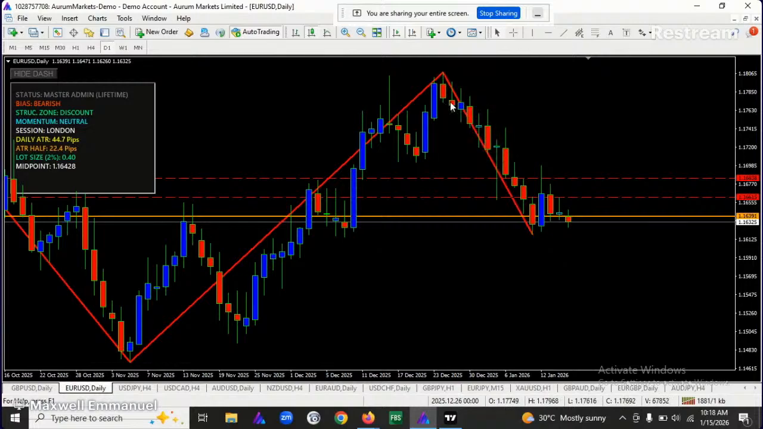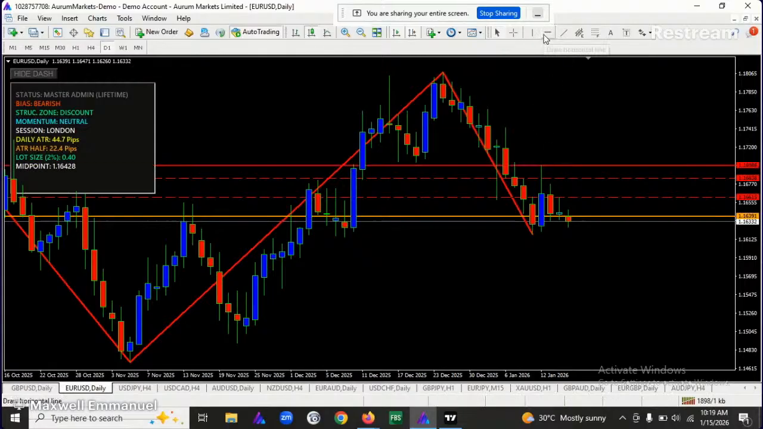If you didn't sell from this point, you cannot sell from this point. Even if price keeps selling, you cannot enter a sell from this point. So what is my expectation on Euro USD? I want them to sweep these highs. Okay. So you can see the entry levels.